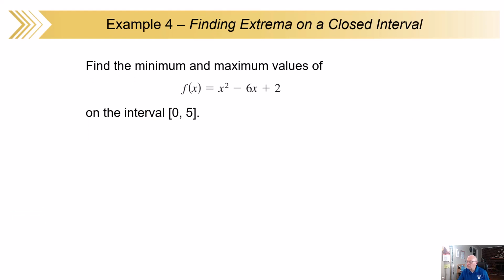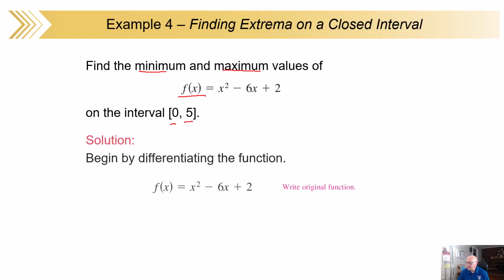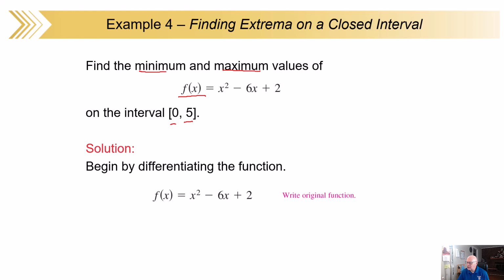Here's a closed interval, 0 to 5, and we've got a function, x squared minus 6x plus 2. We want to find the minimum and maximum values. By the way, if you're thinking ahead, yes, we're probably going to be talking about things like cost, revenue, profit, just to get a firm grounding on these things. So, first of all, we're going to differentiate it because we need to find the critical points.